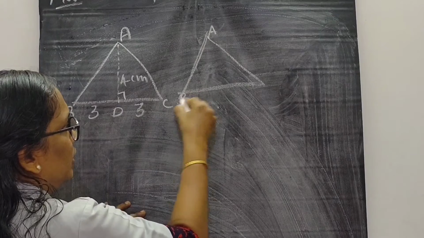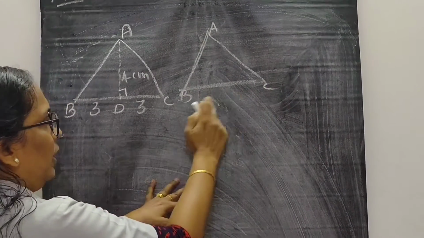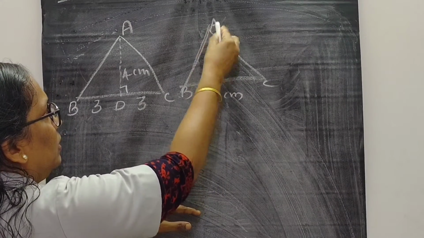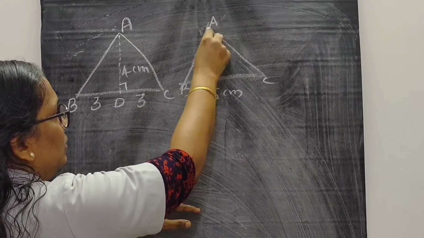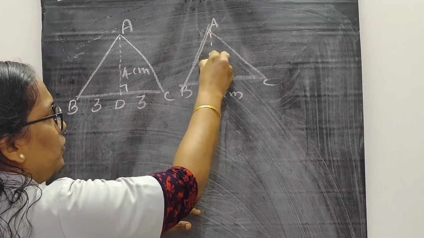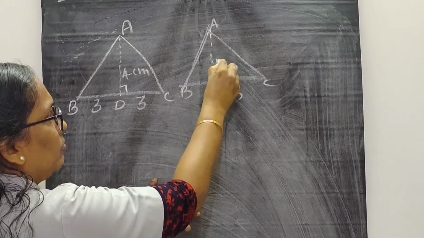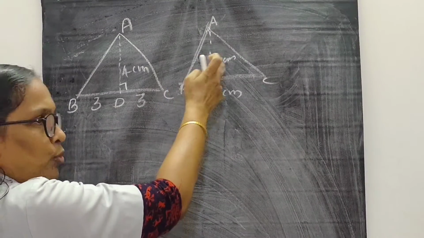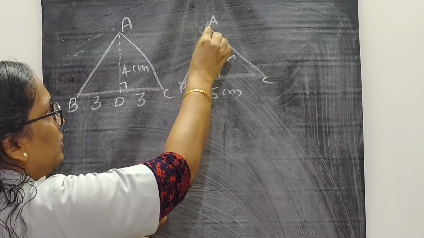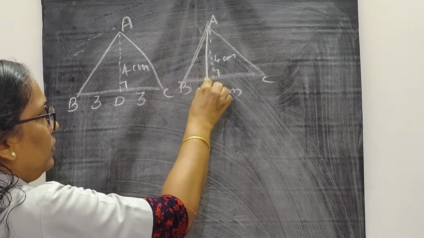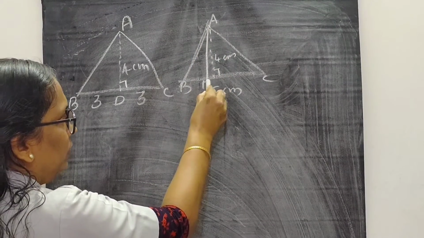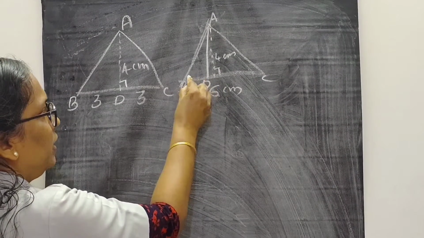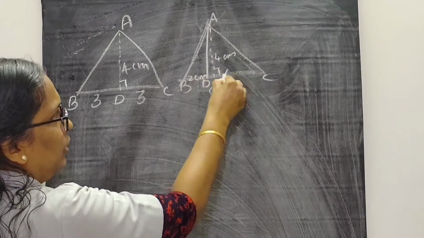ABC, same figure, same triangle. The base length is 6 centimeter, and here also the height is 4 centimeter. Here we are dividing this triangle into two triangles by drawing like this. It cuts here, we can take it as D, making 2 centimeter here and 4 centimeter here.